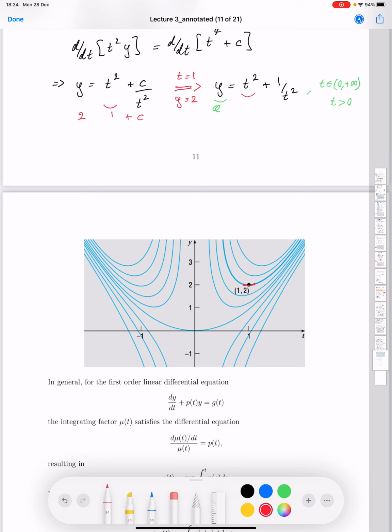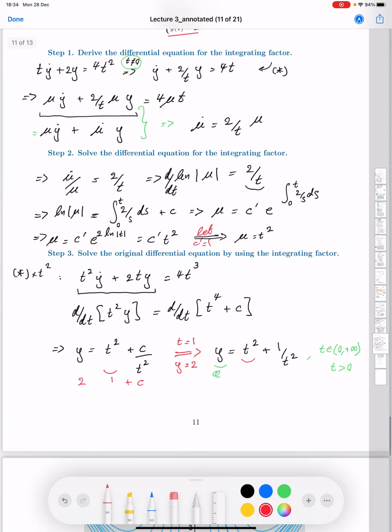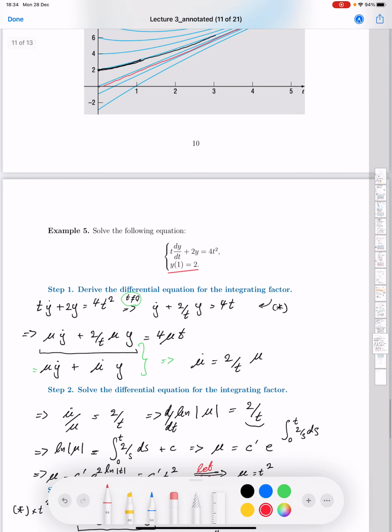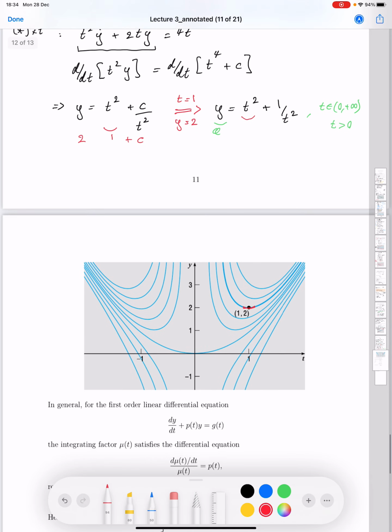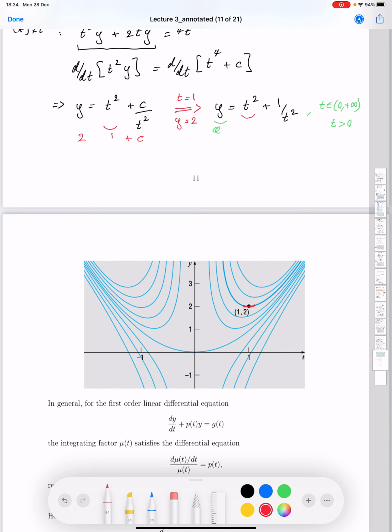It goes to infinity at a higher speed, faster than what we had in the previous example, because there we just had plus t, here we have t squared. And we also have this 1 divided by t squared term, and we know this one goes to infinity for values close to 0. So you see this solution is going to infinity both for values close to 0 and when t goes to infinity. For t equal to 0, it's not defined.